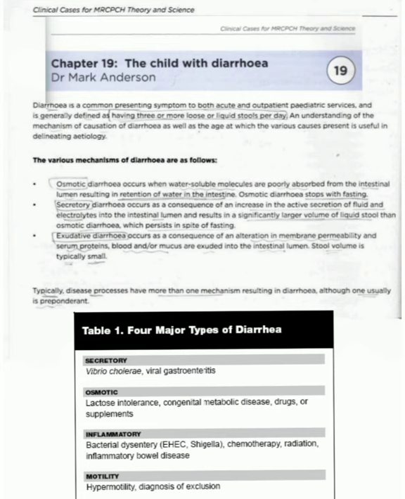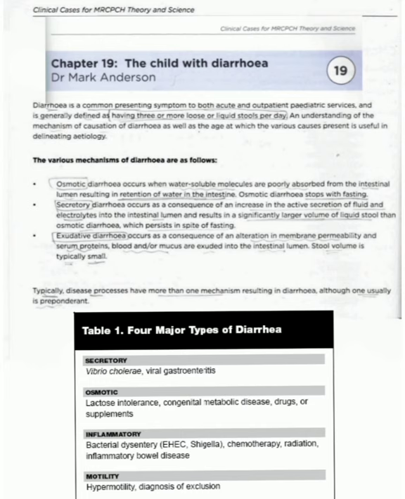First, osmotic diarrhea. Osmotic diarrhea occurs when water-soluble molecules are poorly absorbed from the intestinal lumen, resulting in retention of water in the intestine. Osmotic diarrhea stops with fasting. So osmotic diarrhea is when water-soluble molecules are poorly absorbed from the intestinal lumen, and it stops with fasting.